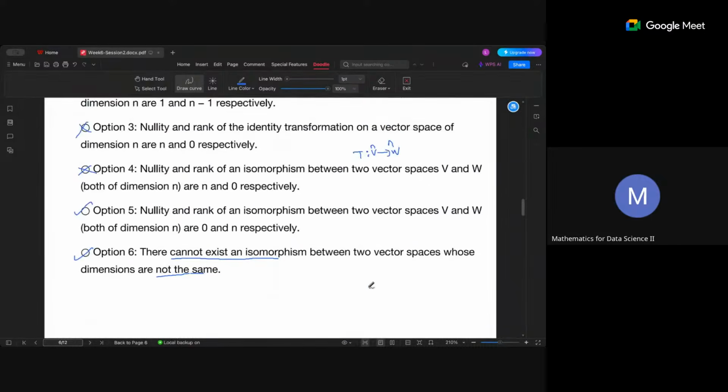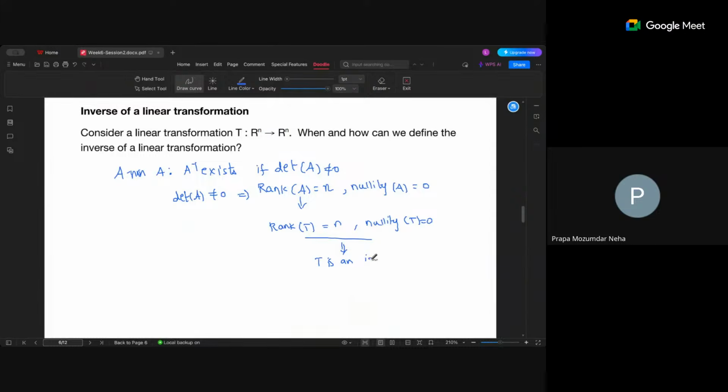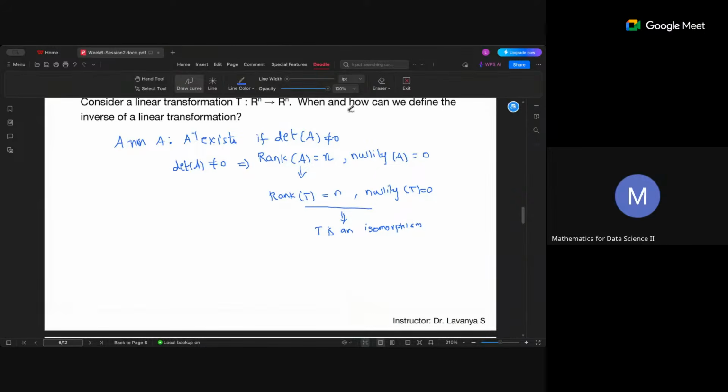This means that T is an isomorphism, as we just saw. So the answer is that T inverse exists if T is an isomorphism.